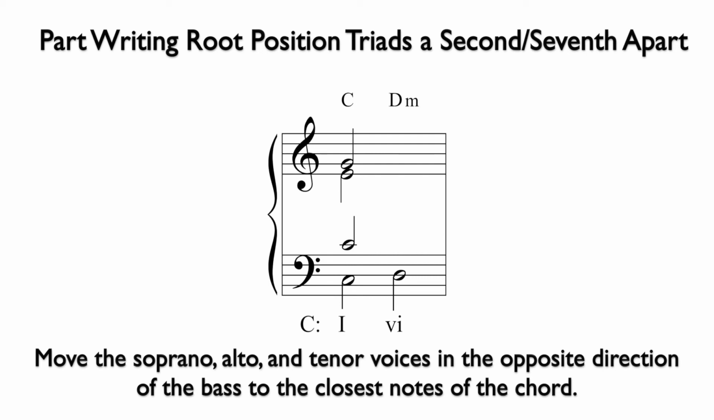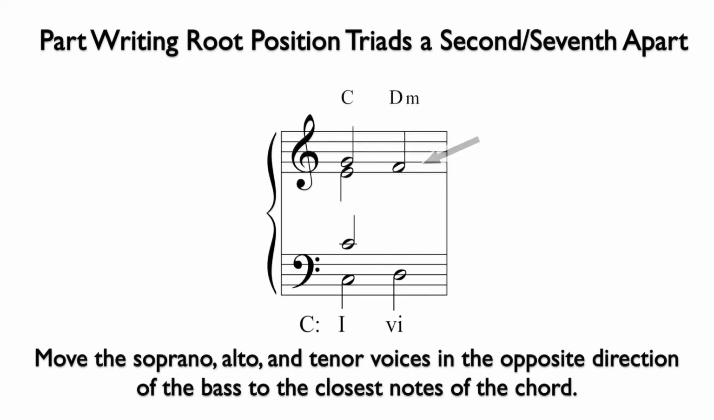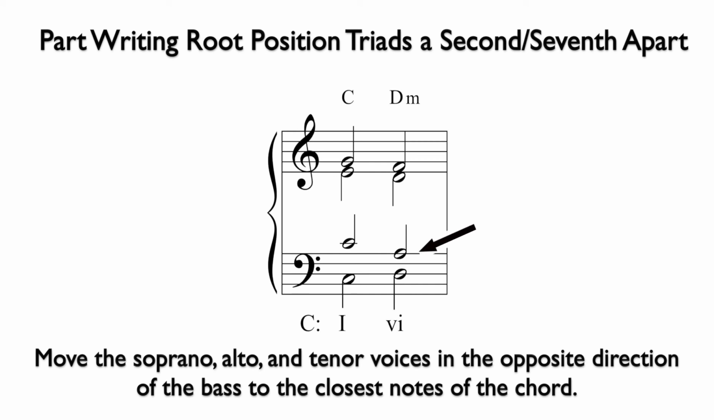Here, the soprano is on G and the bass is moving up. We will move the soprano down to the F since it is the closest note of the D minor chord moving in the opposite direction from the bass. The E in the alto will move down to D, the closest note of the D minor chord moving opposite the bass, and the C in the tenor will move down to A. This procedure ensures that there are no parallel fifths or octaves. The result is also a complete triad with a doubled root.